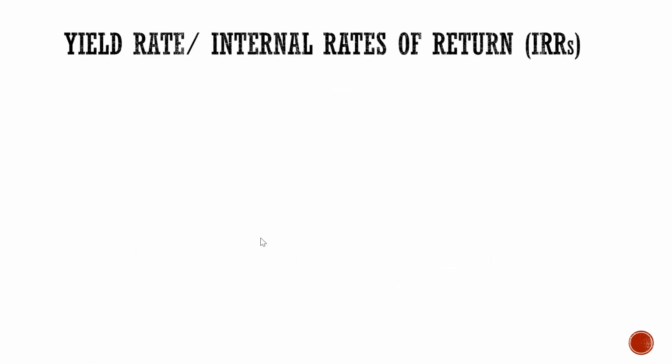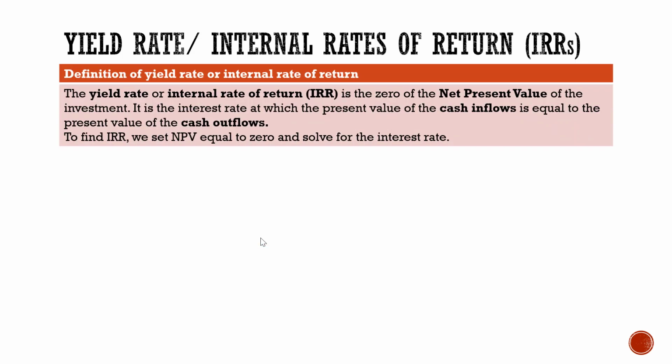Now we look at the second method, the IRR method, internal rate of return. So what is the IRR? The IRR, or internal rate of return, is the zero of the net present value of the investment. It is the interest rate at which the present value of the cash inflows is equal to the present value of the cash outflows. So to find IRR, we set NPV equal to 0 and solve for the interest rate i.